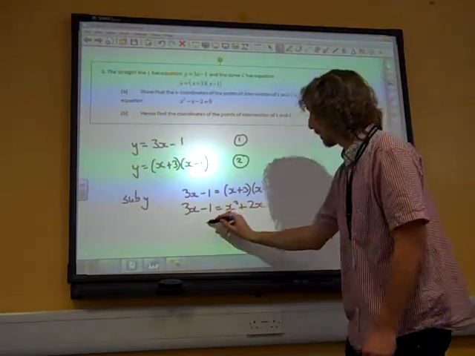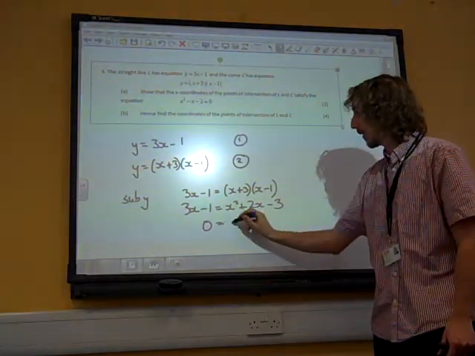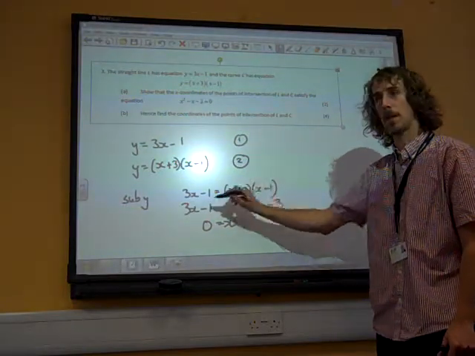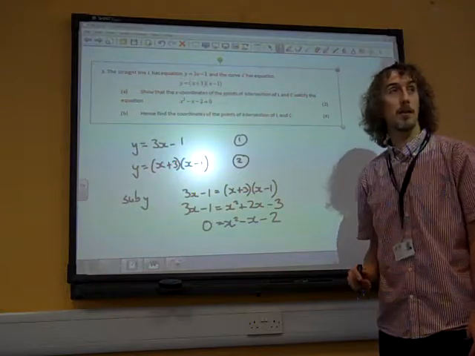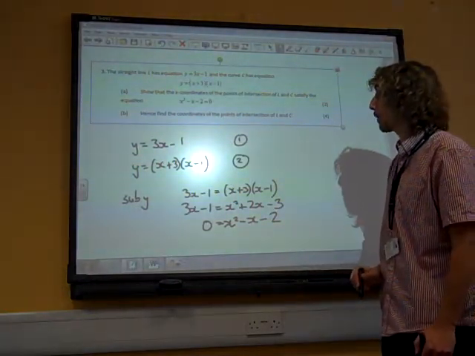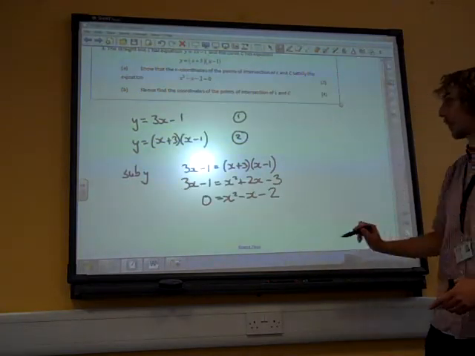Right, okay. If we collect things together, we've now got x squared, 2x take away 3x is minus x, and minus 3 plus the 1 gives us minus 2. That's what we wanted. So that's our first 2 marks for getting part way along. Hence, find the coordinates of the points of intersection. So now we just need to solve this equation that we've got.